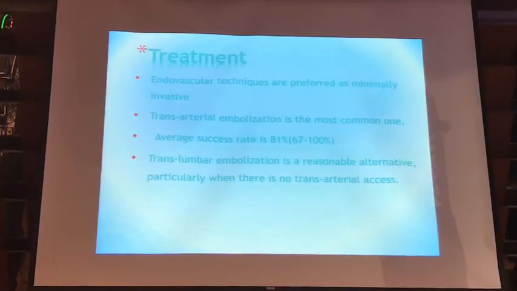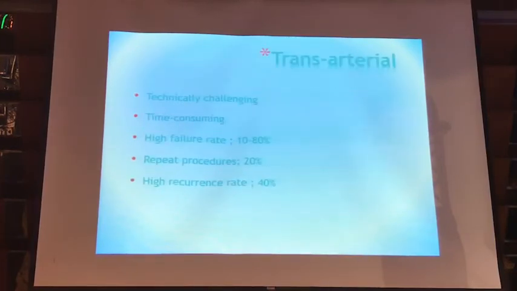The average success rate is 80%, and translumbar is the next one. It's a reasonable alternative, particularly when there's no transarterial access. Okay, let me show some transarterial. Technically, it's challenging and time-consuming. If the feeding arteries are very tortuous and long, it's time-consuming. That means too much radiation to the patient and also to the operator. There is also a high failure rate, 10 to 80%. Repeat procedures, 20%. The recurrence rate is high, 40%.